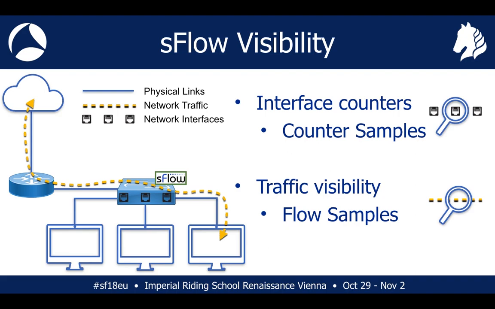On the other hand, sFlow can give us visibility on the real traffic packets that are traversing the switch. So for example, here we have the dashed bidirectional yellow line that represents packets that are traveling from a host to the internet and vice versa. As the switch is sFlow capable, it will take samples of the packets that it observes and send them in the so-called flow samples. But let's have a closer look at those two kinds of samples.